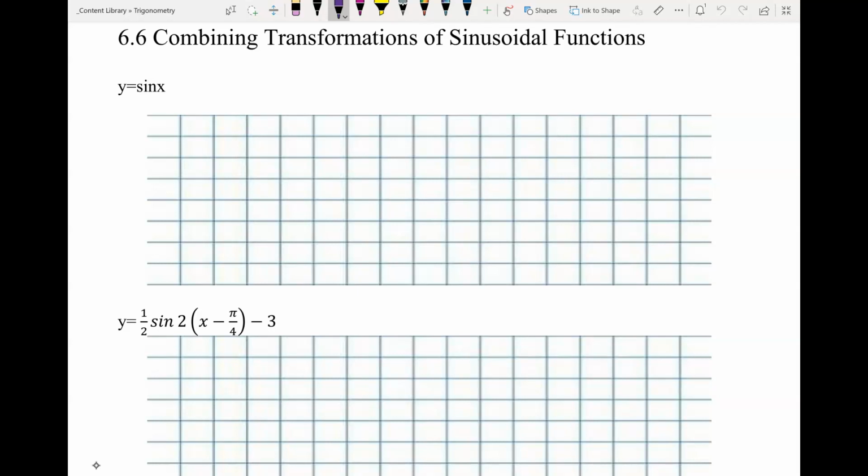Welcome to our lesson on combining transformation of sinusoidal functions. Let's begin by drawing y equals sine x, which is our basic parent graph. So here is my y-axis, my x-axis. I'm going to label the x-axis in increments of pi over 2.